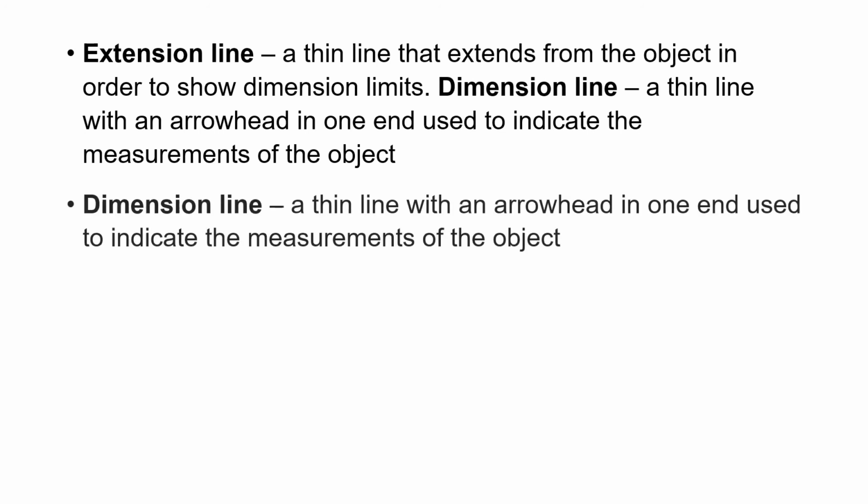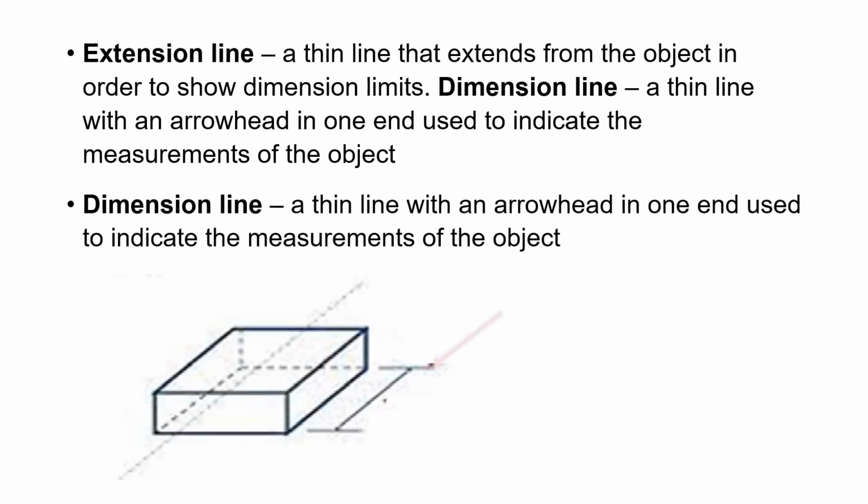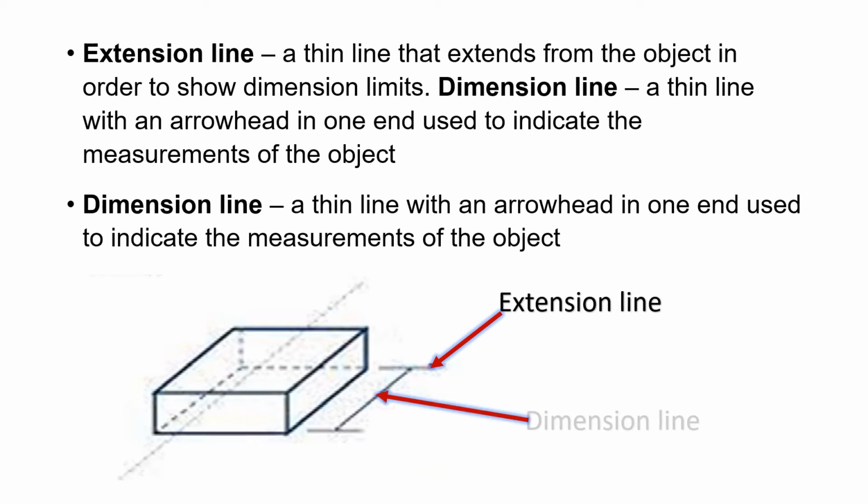Next, we have extension line and dimension line. Extension line is a thin line that extends from the object in order to show dimension limits. Dimension line is a thin line with an arrowhead at one end used to indicate the measurement of the object. So you can see dimension line is easy to remember. It has two arrowheads, while the extension line just extends from the object in order to show dimension limits.